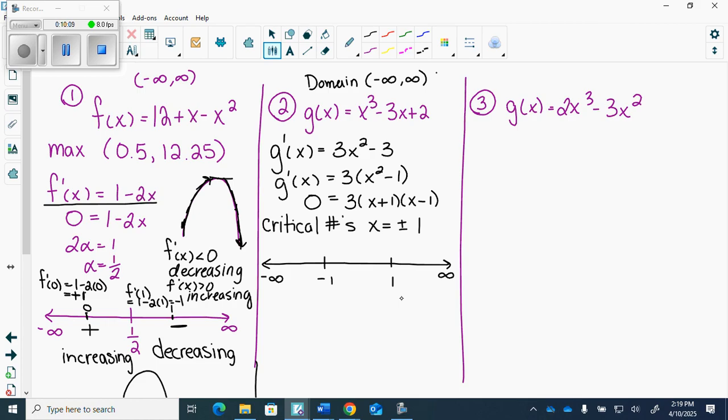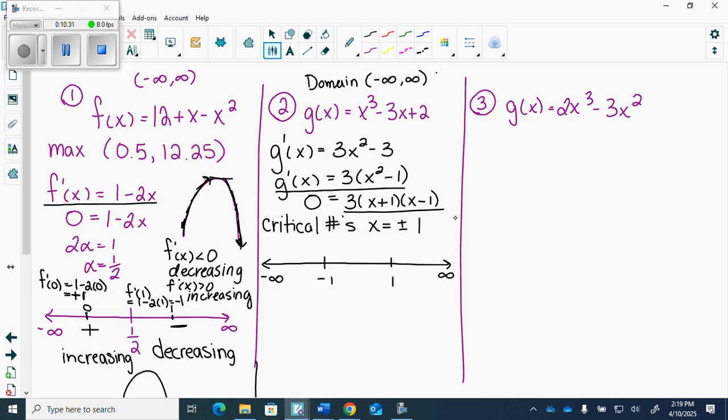Now we have to run test points. And what you could run it into is this one, right? You could put it into there. But what I always try and do is I try and run my test points into my most simplified derivative. So this is the most simplified derivative I have, correct? The 3 times x plus 1, x minus 1. So that's what I'm going to put it into because I just want signs. And sometimes you don't get calculators.